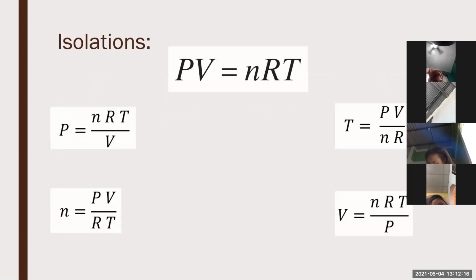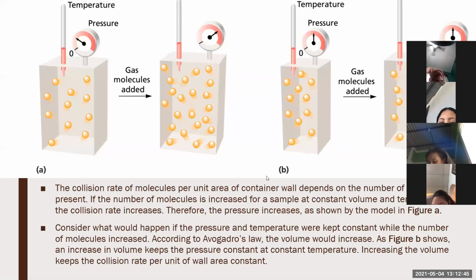Now, these are the possible isolations that you can use. If you want to find the pressure, use the first isolation, with the number of moles, the temperature, and the volume. Those isolations are good, so there is no excuse if you have it wrong. I hope you have everything correct, but it doesn't change that you have no excuse if something goes wrong, because I am also giving you the isolations.